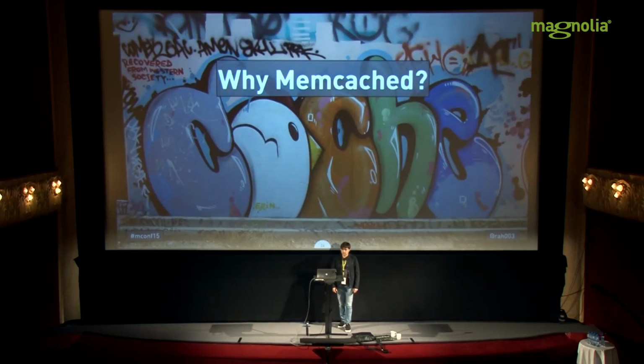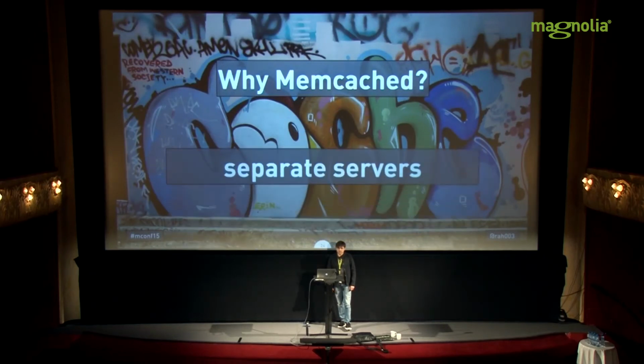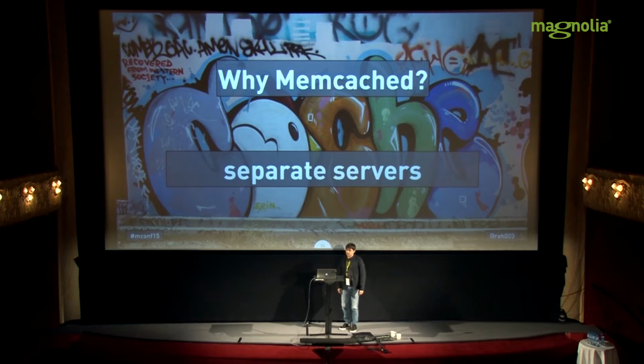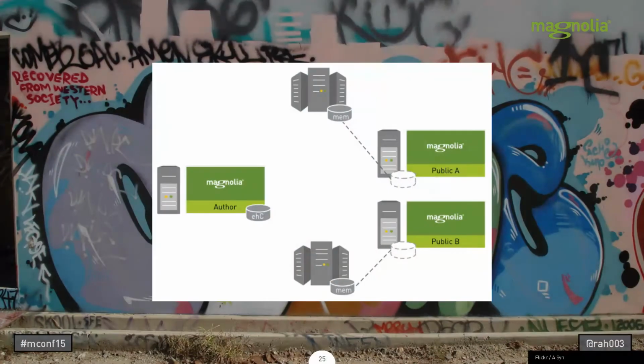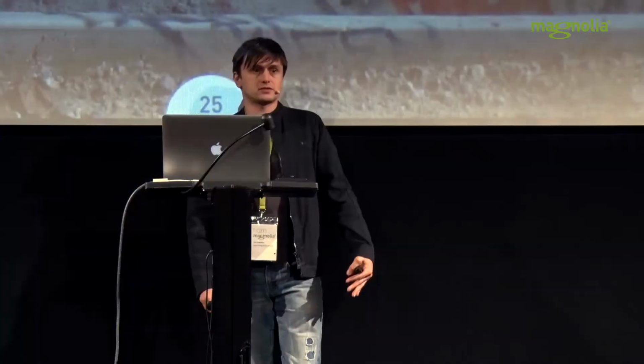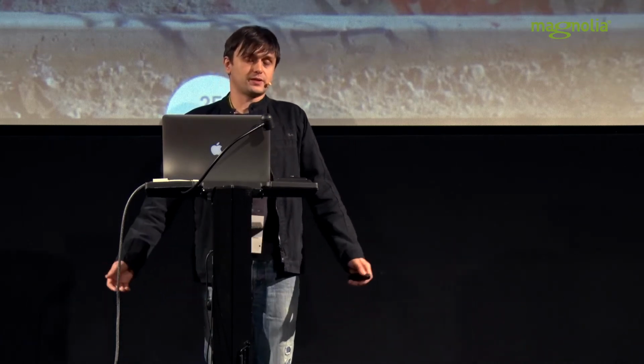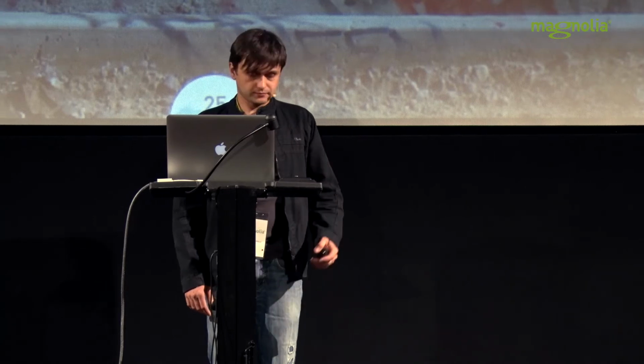Why Memcached, you might ask? There are actually many reasons and many great features of Memcached. One of those is that it runs on separate servers. So if you look at a configuration like this, you can have Memcached running on a separate server, or you can have it running on the Magnolia server. It doesn't matter to Magnolia itself. But if you have it on a separate server, what you gain is that when Magnolia restarts, the Memcached server is still running, so your cache is still there. You don't lose it, and you can keep restarting those production servers as you need.